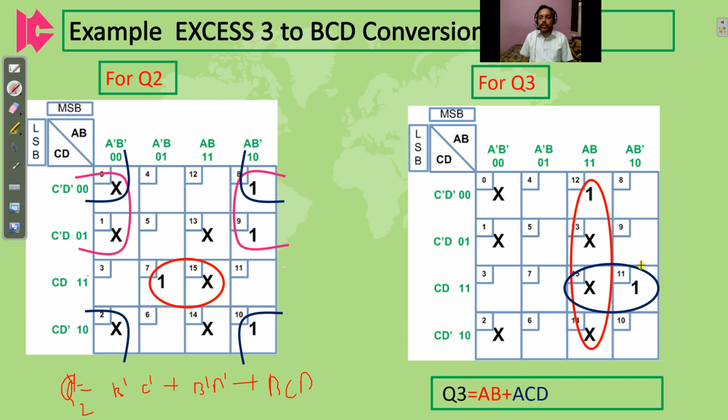Okay, similarly for Q3, 1, 1 is written. So this is a group of 4 and this is a group of 2. This don't care cannot be considered. So A plus B, for this it is A plus B, and for this what is non-changing? Here CD is non-changing, and here A is non-changing, so ACD. So we can design the circuit for this.